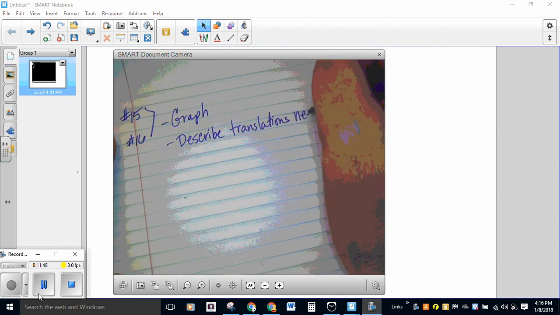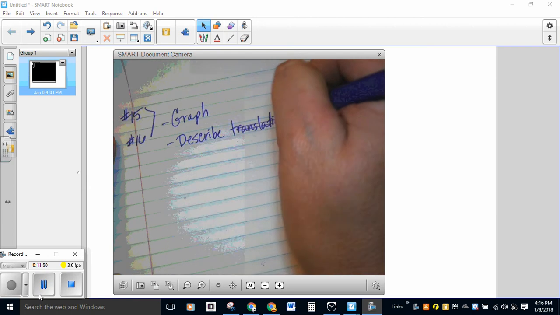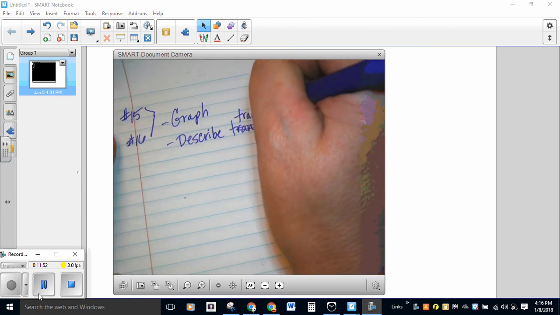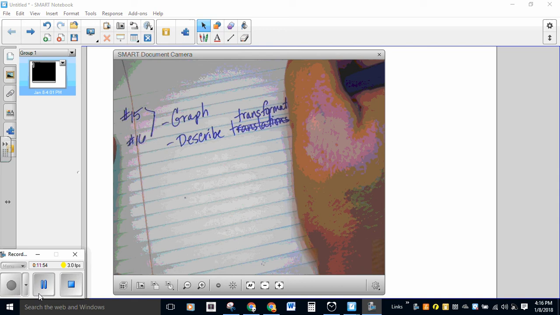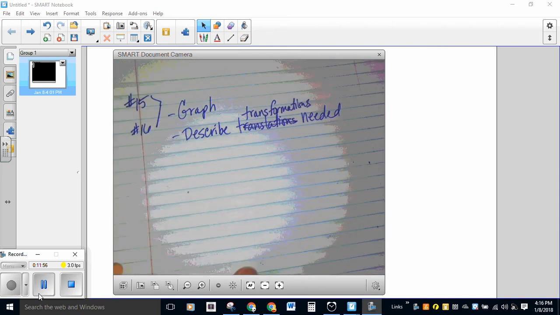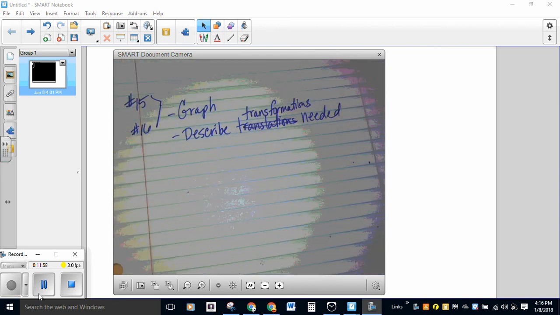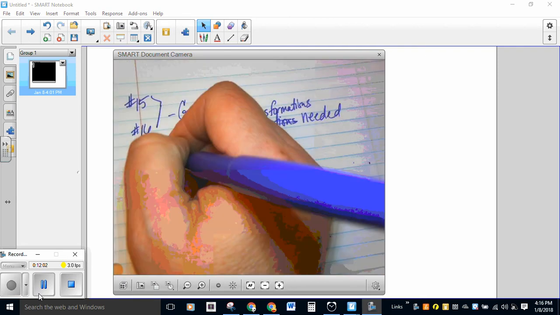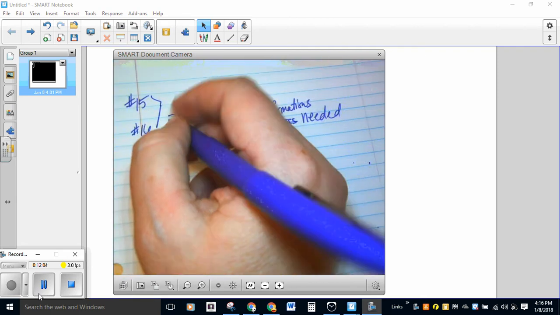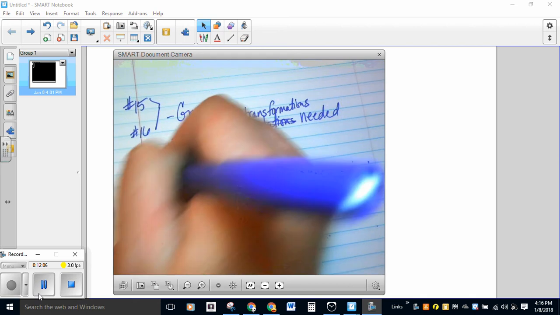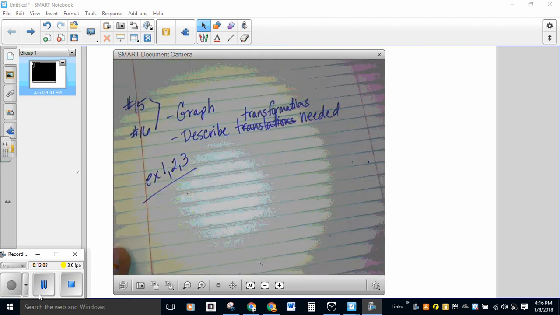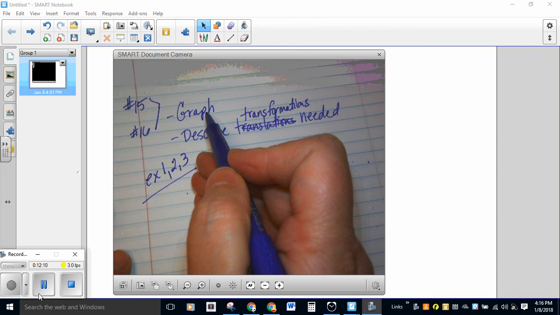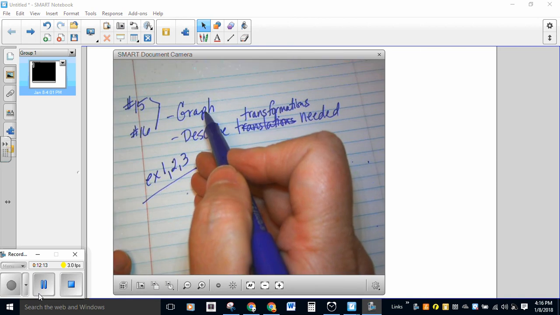Sorry, transformations. All right, so you're going to graph them. I gave you a sheet of graph paper. You're going to graph them. Go back and look at exercises 1, 2, and 3, which I've already done videos on. Okay, so the first thing you're going to do is graph both circles using the center point and the radius. Then you're going to describe your transformations.